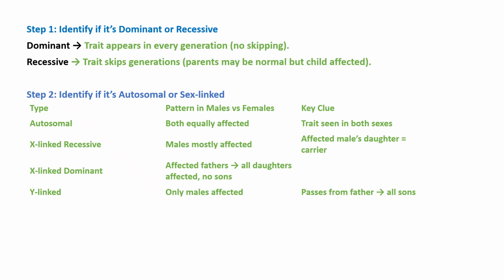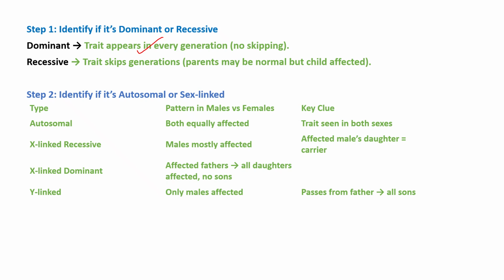Now, what are the steps? How can we identify this pedigree analysis? I'll give you a few hints. How can we identify this inheritance pattern? Coming to step 1. How can you say that it's a dominant trait? In a dominant trait, you will see the disease, with at least one affected gene, in every generation. In every generation, you will see this affected trait.